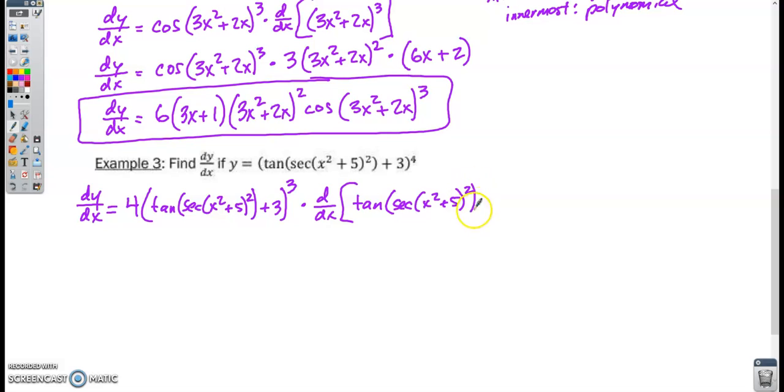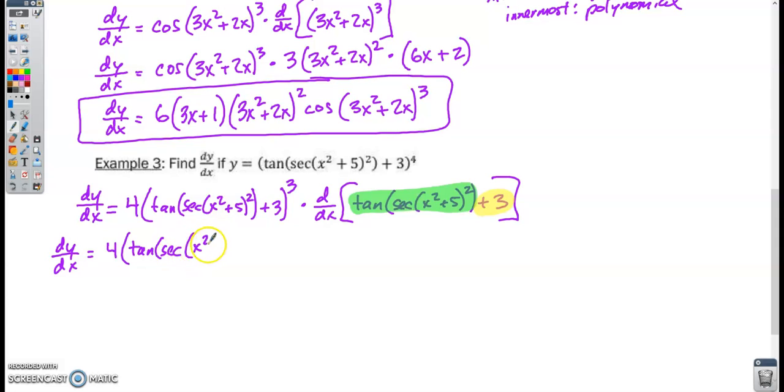And now the inside here is actually a sum of 2 things. It's the sum of tangent of that whole quantity plus 3. When we take the derivative of that plus 3, that's just going to be 0. So in essence, when I take this derivative, all I need to take the derivative of is that tangent of the secant of etc. So I'm going to leave this first part alone. Till I get done with this problem, I'm going to have recopied this statement a number of times.